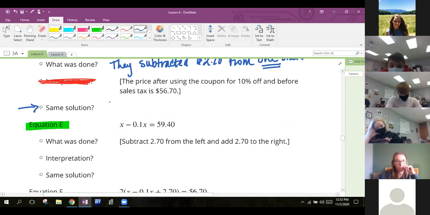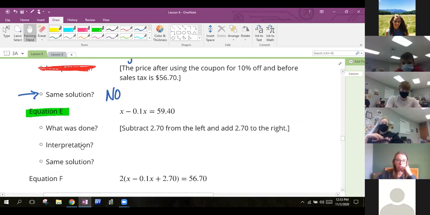No. Okay, so let's see if we notice a pattern. When we did the same thing to both sides, we got the same solution. When we did not do the same thing to both sides, did we get the same solution? No. Interesting.